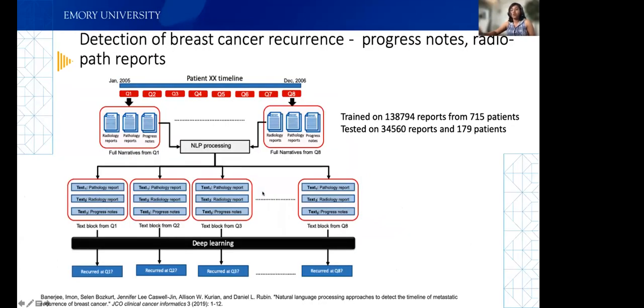Not only radiology reports, we also tried to merge the radiology report, pathology report, as well as progress notes to create the labels for recurrence. We are mainly trying it for breast cancer recurrence. We divide all the clinical notes of the patient appearing in one quarter into text snippets, and we predict the recurrence for each quarter. So it doesn't only predict if the patient has recurrence, it also identifies exactly at which quarter the patient had recurrence. So it also extracts a kind of timeline of recurrence.